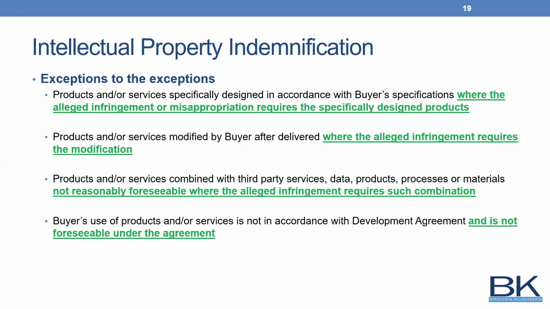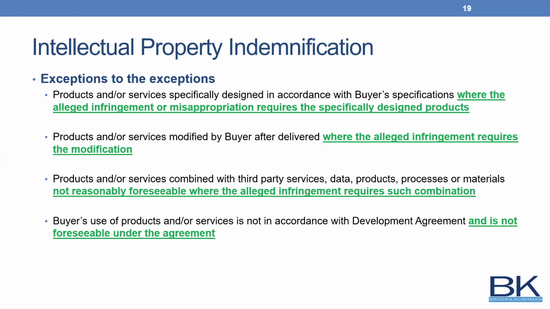Another one worthy of discussion is a modification. It's the nature of the beast that since these relationships are so complicated and complex, it's very uncommon to have the deliverable implemented on a standalone basis. It's going to be modified for purposes of the buyer's business. So because of that reality, an exception to consider is that if there's a modification made by the buyer, then only in those instances where the alleged infringement requires that modification is infringement indemnification not an obligation on behalf of the seller of the product or service.